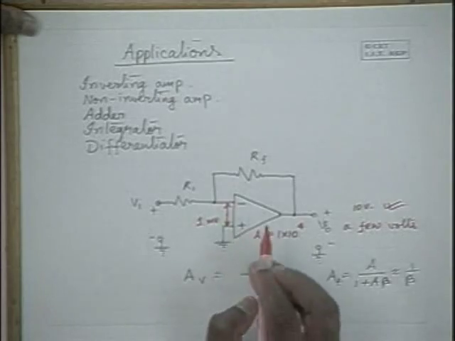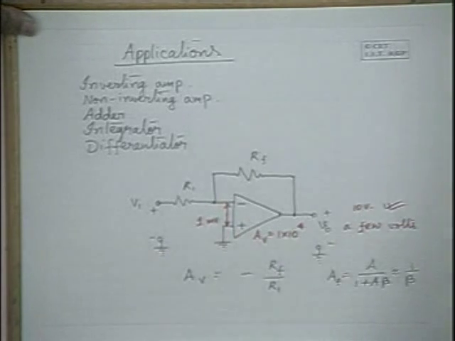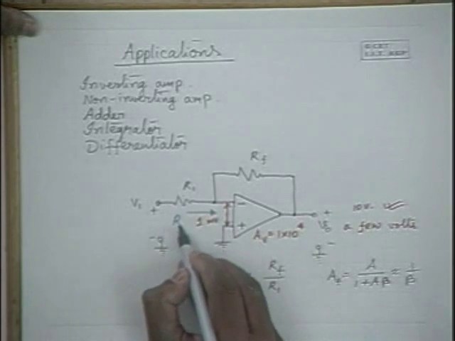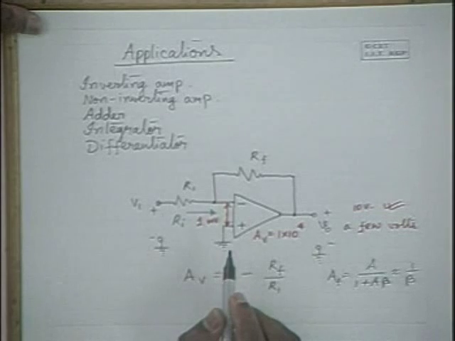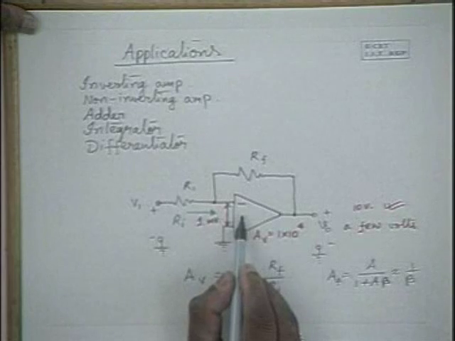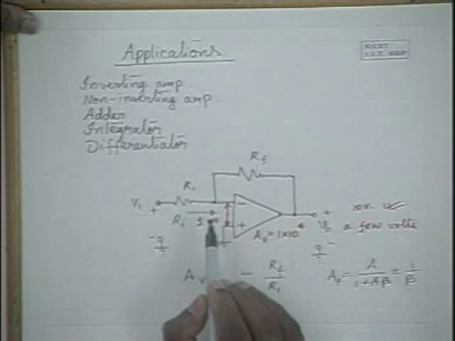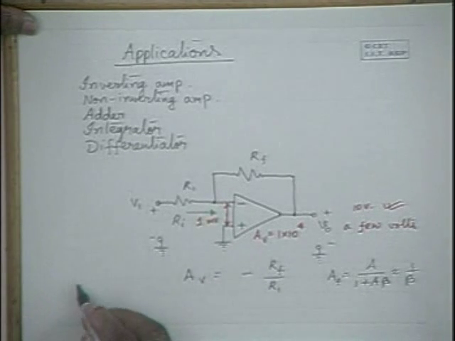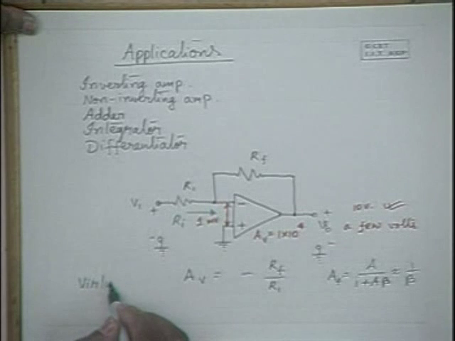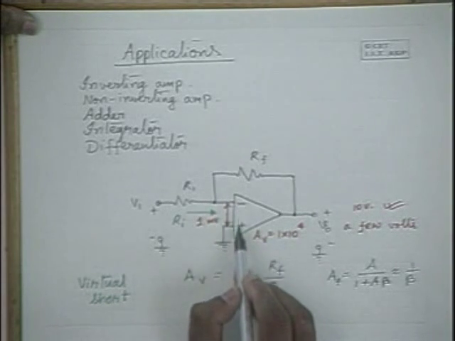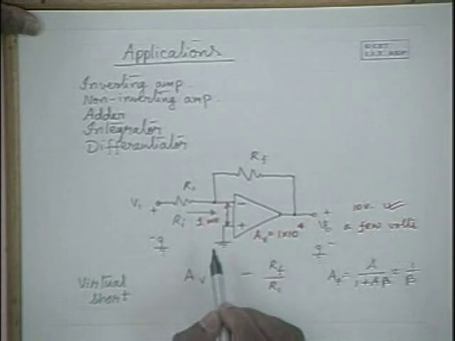But is it a short circuit? It's not, because the input impedance at these terminals is equal to Ri, and that is very high, of the order of mega ohms. And since this is mega ohms, and at the same time the voltage drop can be a few millivolts, it is known as a virtual ground. Virtual short at the input terminals. And if one of them is grounded, the other terminal is also a virtual ground.